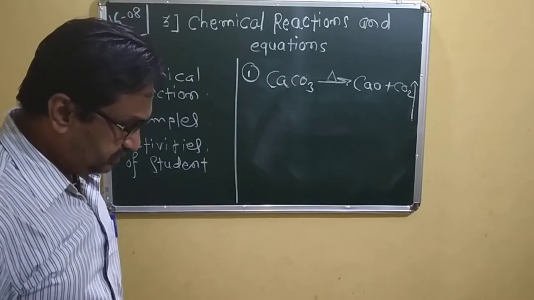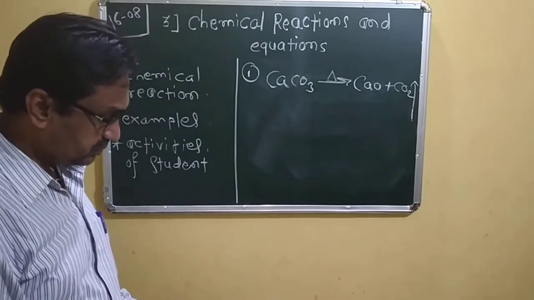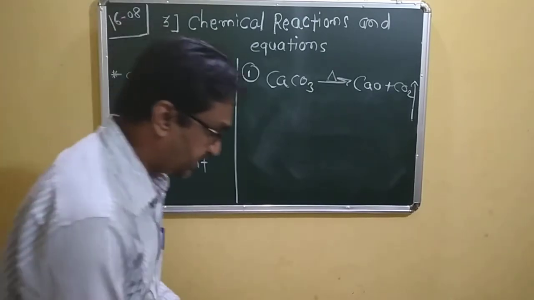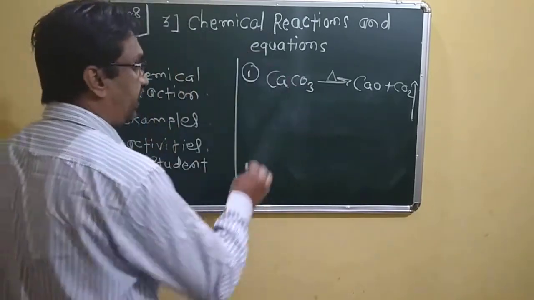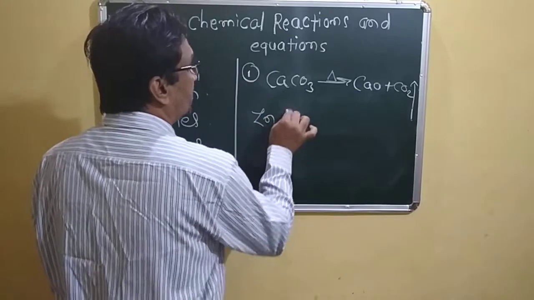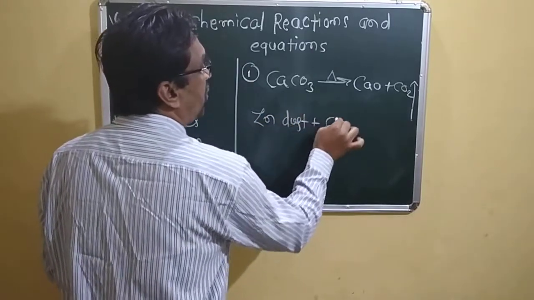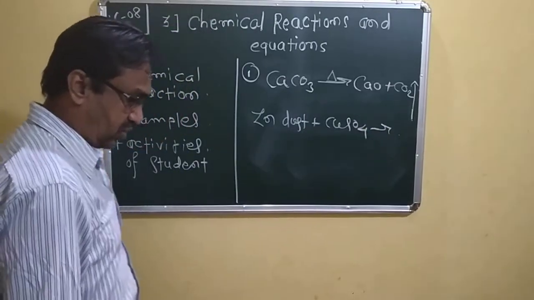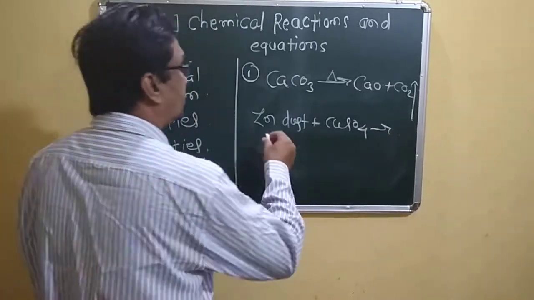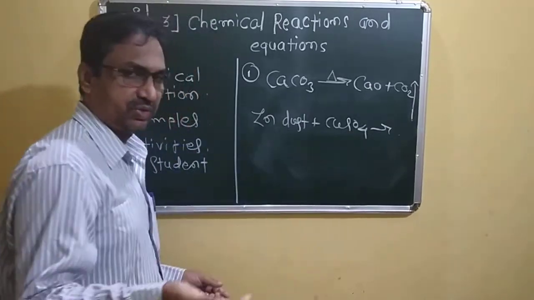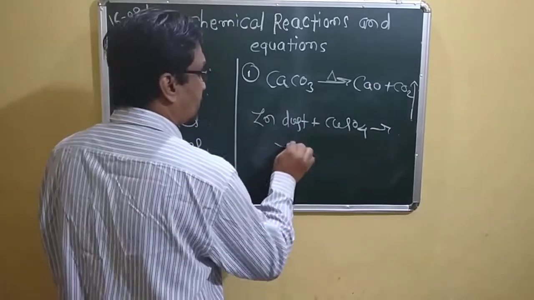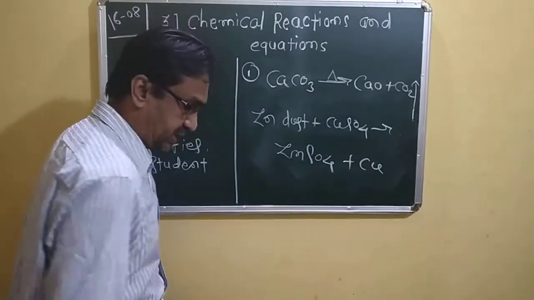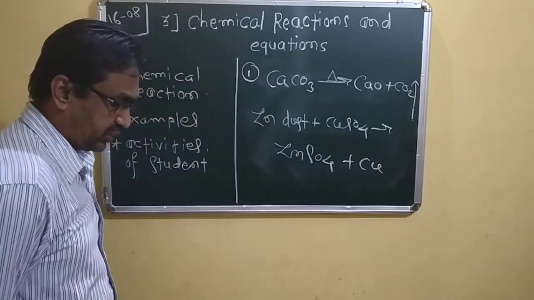And the second activity: add zinc dust into copper sulfate solution. That is a displacement reaction, which you can study afterwards. That gives ZnSO4 plus Cu in this reaction. In this reaction, what do you have to see?